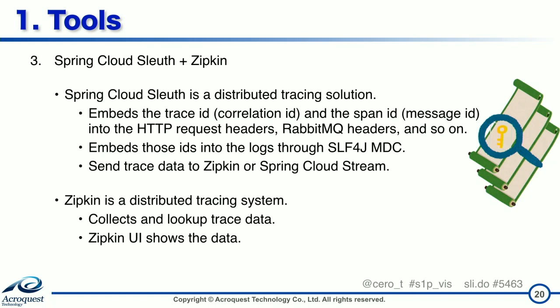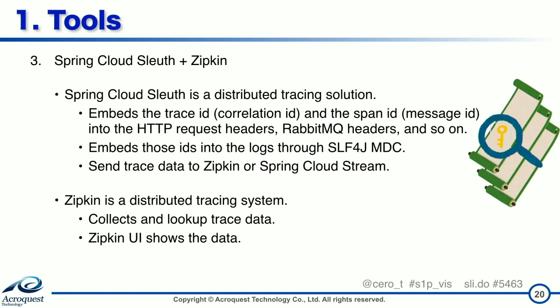The trace ID is transmitted through the HTTP request header or RabbitMQ header or some kind of message headers, and all of the microservices to process the request know the same correlation ID. And Sleuth also embeds the IDs into the logs using SLF4J MDC.